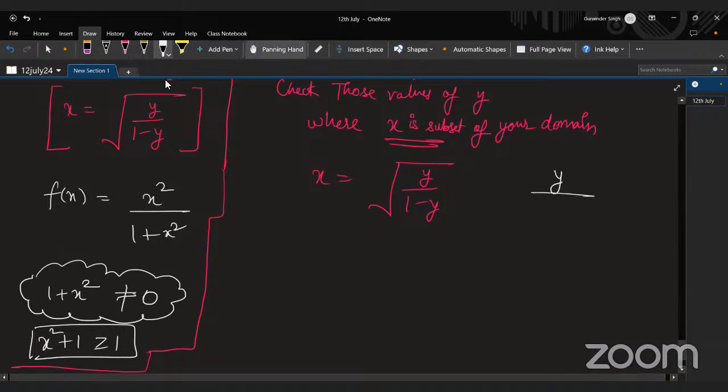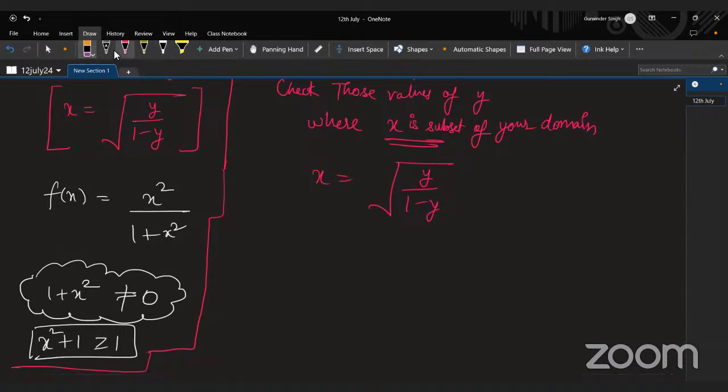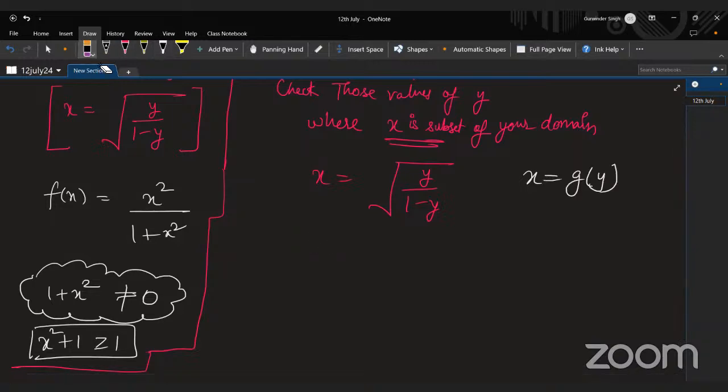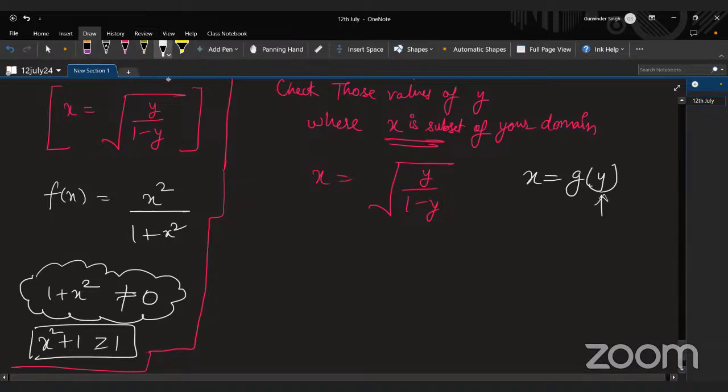The ones who are not understanding, I will tell in easy words. Earlier we had a function y as f of x. Now we have a function x is equal to g of y. So just tell me what are the values of y that we can input. Now we are inputting y. So tell me what are the possible values of y that I can input inside this.